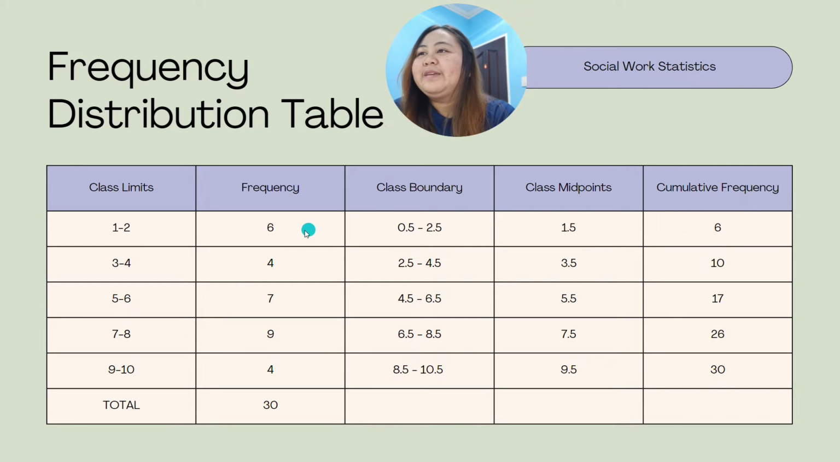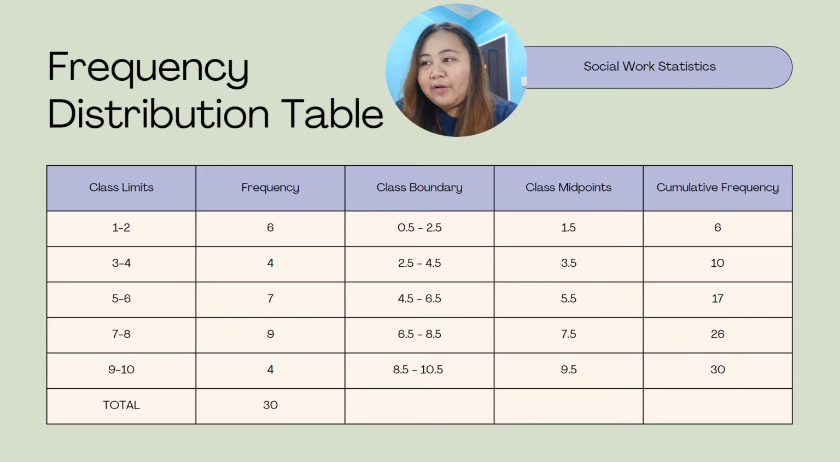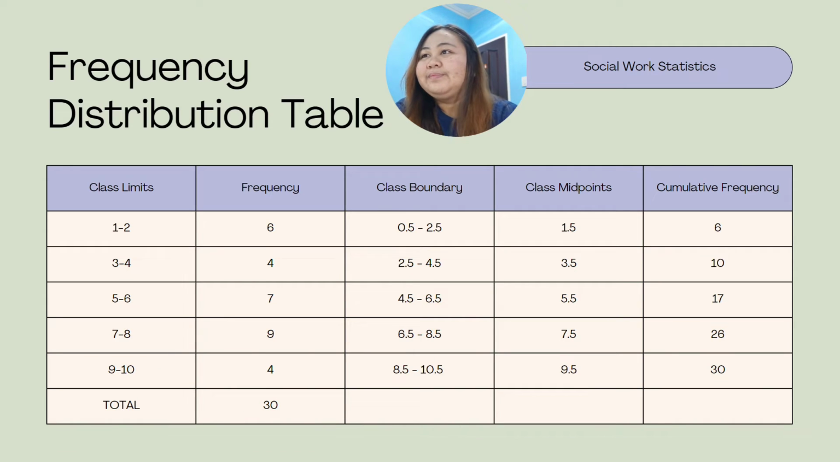To double check that your answer in frequency is correct, you can add them and the result must be the number of the given data. We have 30, so the answer is 30, so that is correct.